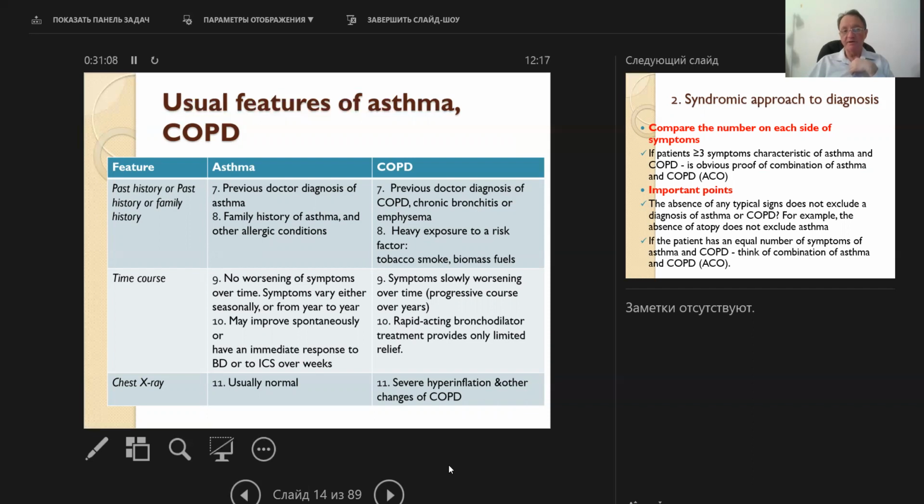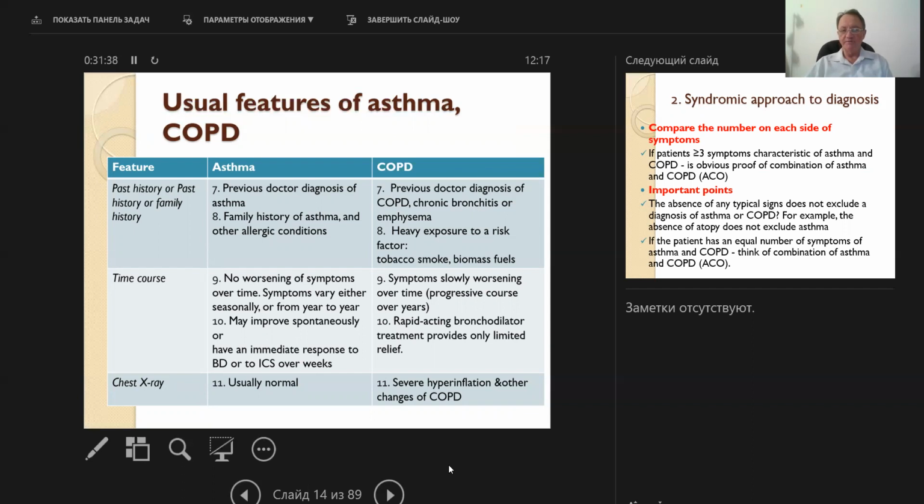Sometimes patients with COPD have a positive reversibility test, approximately 25%. That's why you can't make a diagnosis of COPD only from a spirometry investigation. You should summarize all clinical and instrumental data and the response to treatment.